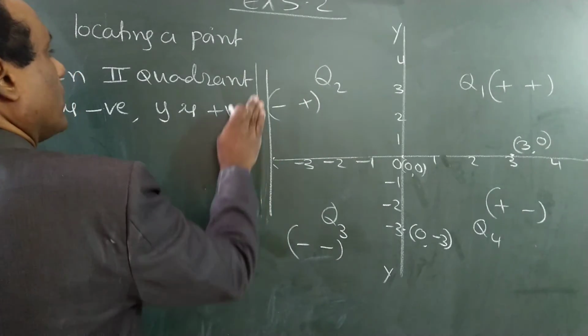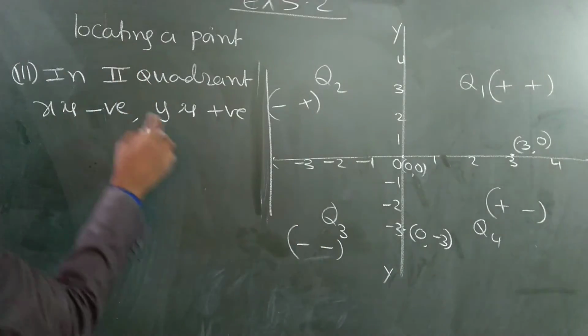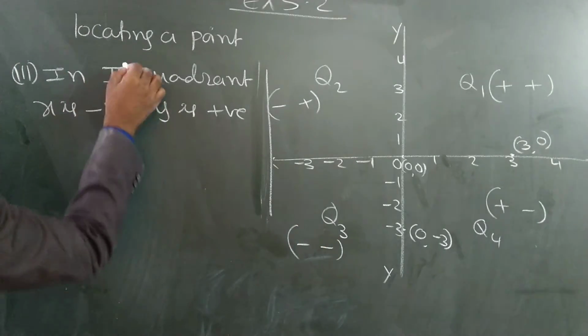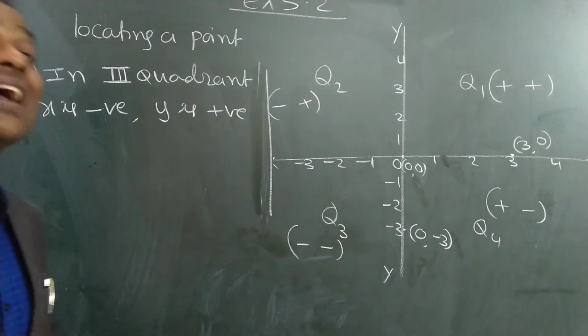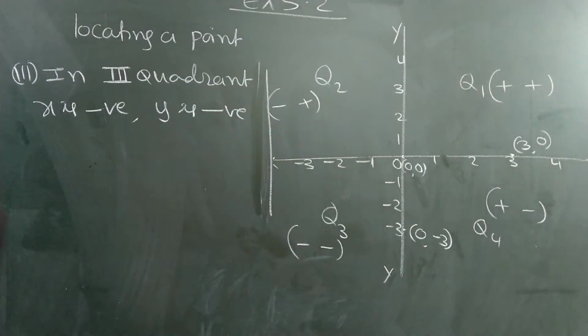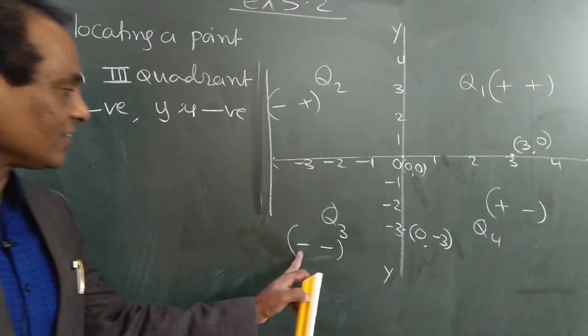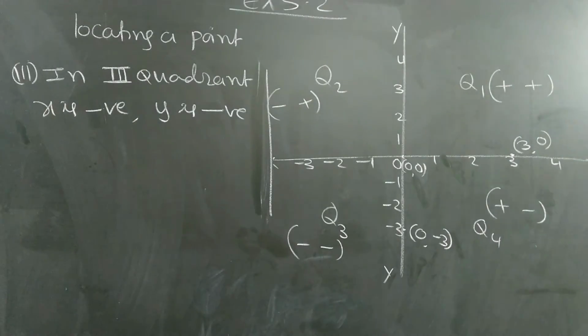Students, write down the third point. In the third quadrant, x is negative, y is negative.